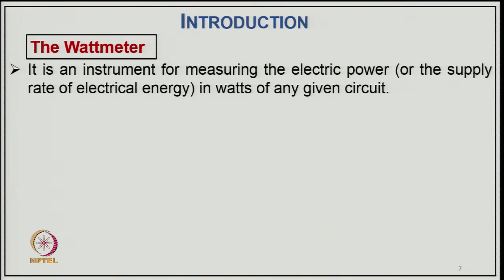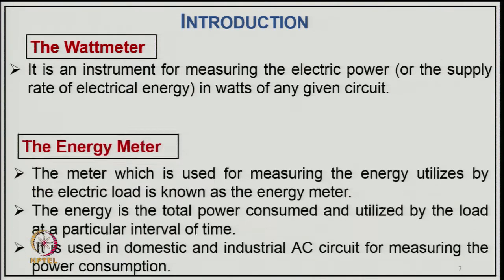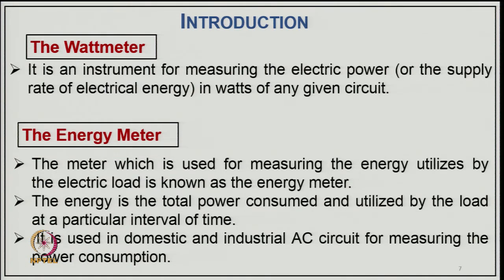Coming to the instruments, the wattmeter is an instrument for measuring the electric power, or the supply rate of electrical energy in watts, of any given circuit. And the energy meter is the meter used for measuring the energy utilized by the electric load. Energy is the total power consumed and utilized by the load over a particular interval of time, and it is used in domestic and industrial AC circuits for measuring the power consumption.